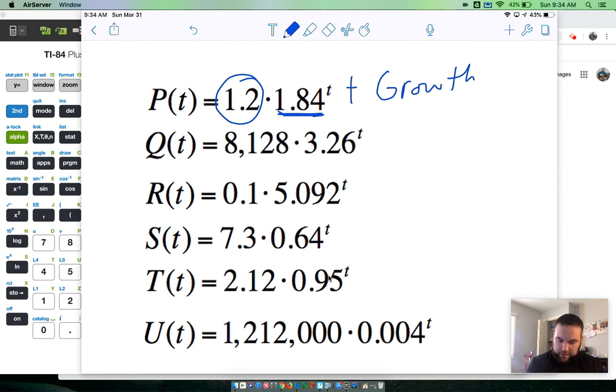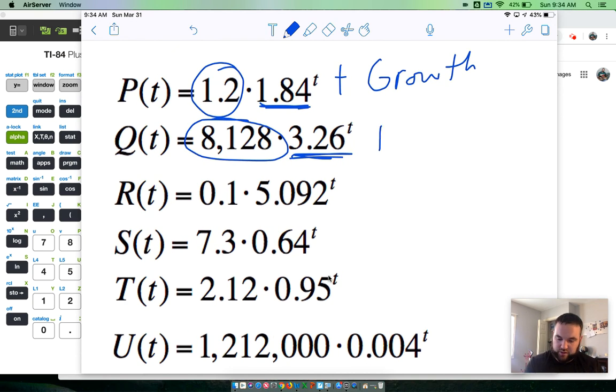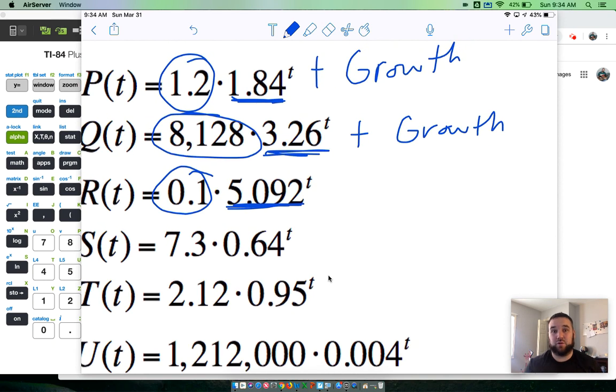Okay. 3.26 is a growth factor, and starting at 8,000, this would again be positive growth. 0.1 times 5.092. Again, to find growth or decay, look for the number underneath the exponent. Look for the base. That base is 5.092. So again, we have a positive growth function.